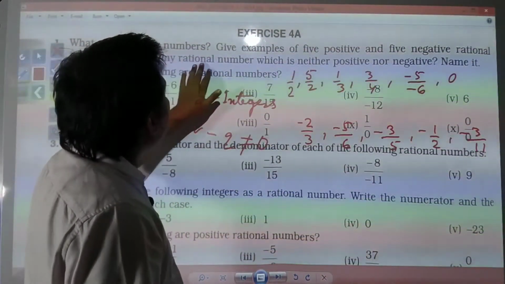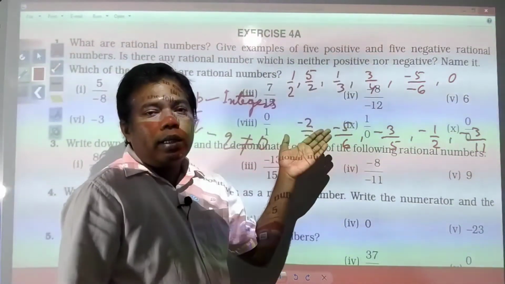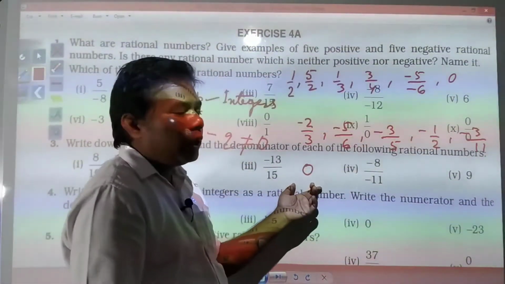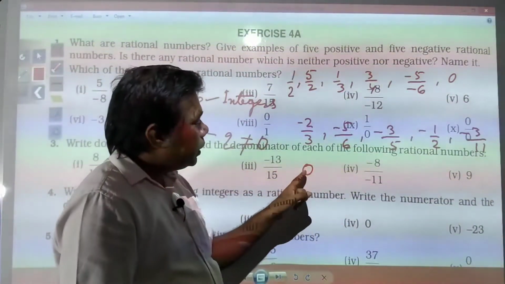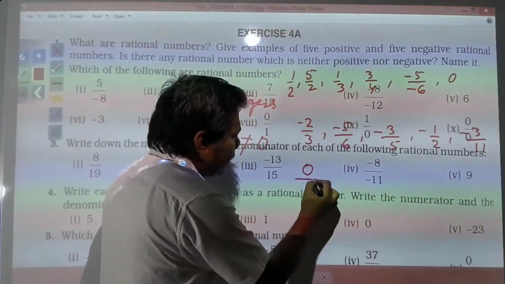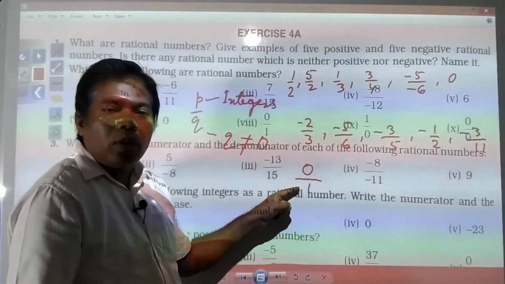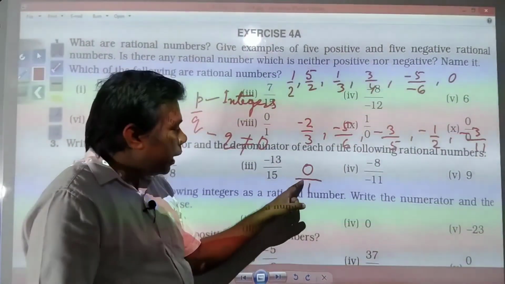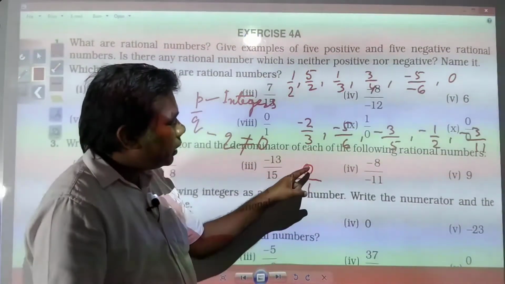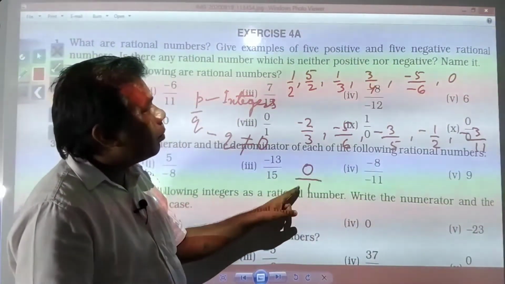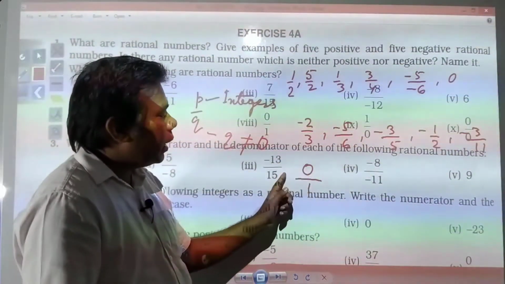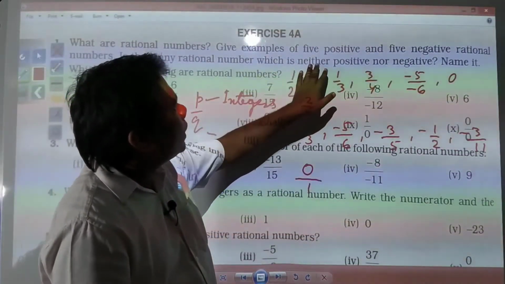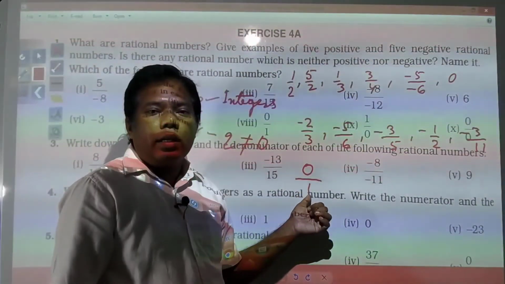Then you have, is there any rational number which is neither positive nor negative? Yes, you have one rational number, 0, that is neither positive nor negative, because 0 is also a rational number which can be expressed in the form of p by q. And here you see p and q are integers, and q is not equal to 0. It means this is also a rational number, but this does not have any positive or negative sign. So 0 is a rational number which is neither positive nor negative.